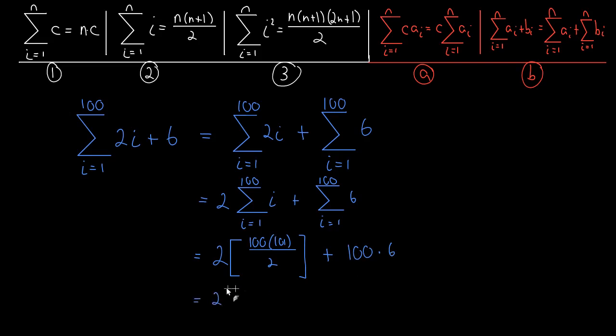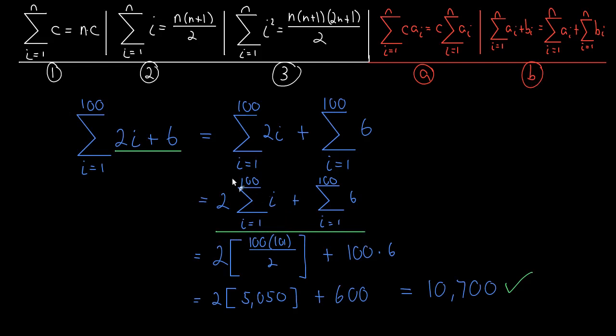Okay, so this is 2 times 5050. And I didn't just do that in my head. I've done this example many, many times, so I just have it memorized. But you could use a calculator if you need to, or some scratch work, plus 600. And this is equal to, let's see, 10,100 plus 600 is 10,700. Okay. Awesome. So we used both properties B and A in this example to take something more complicated, 2i plus 6, and break it down into something really simple, this step here, where we have two pieces, each of which have direct formulas that we just plug in for.